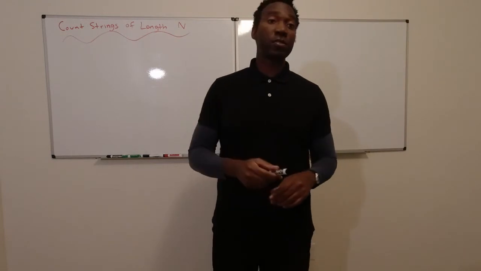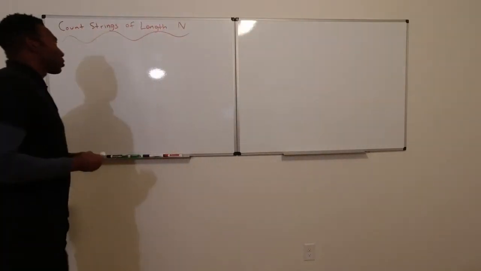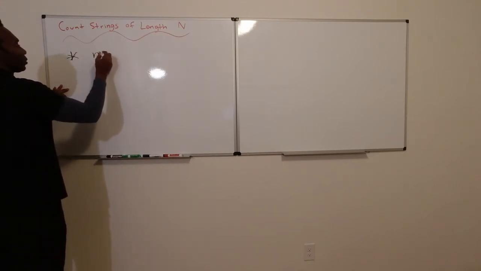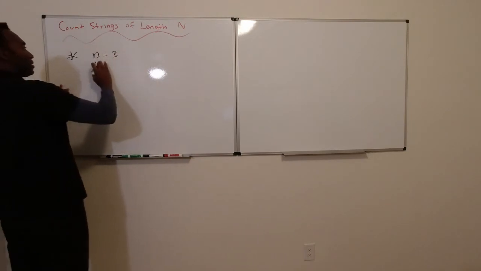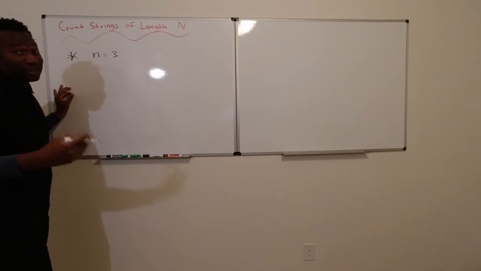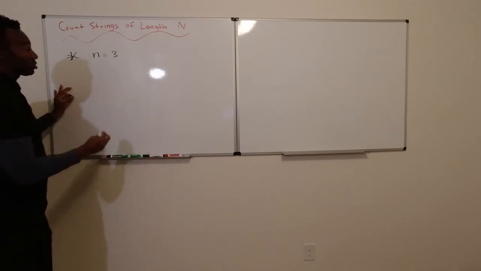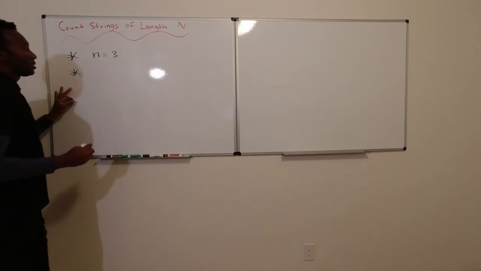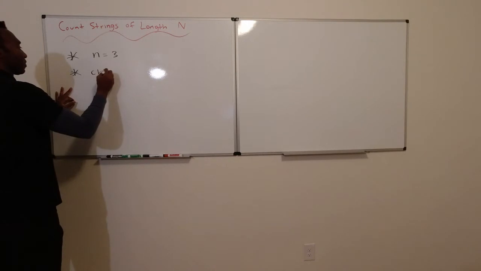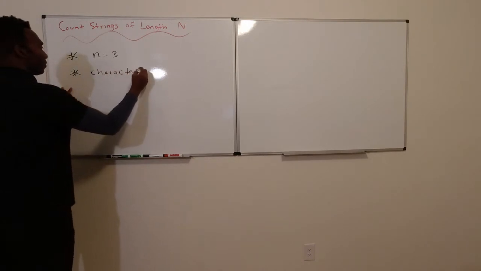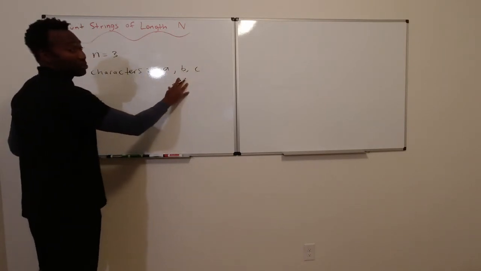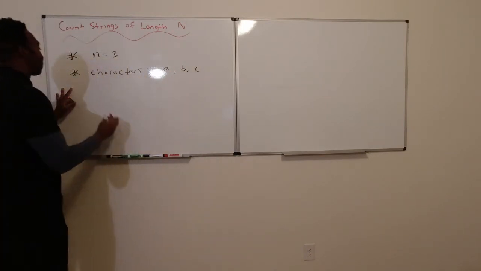So let's go over some restrictions. The first restriction here is that n must be equal to 3. So this n must be 3, which means that a string must be at most 3 characters long. The second restriction that we have is that we're dealing with characters A, B, and C. These are the valid characters that we can use for this problem.